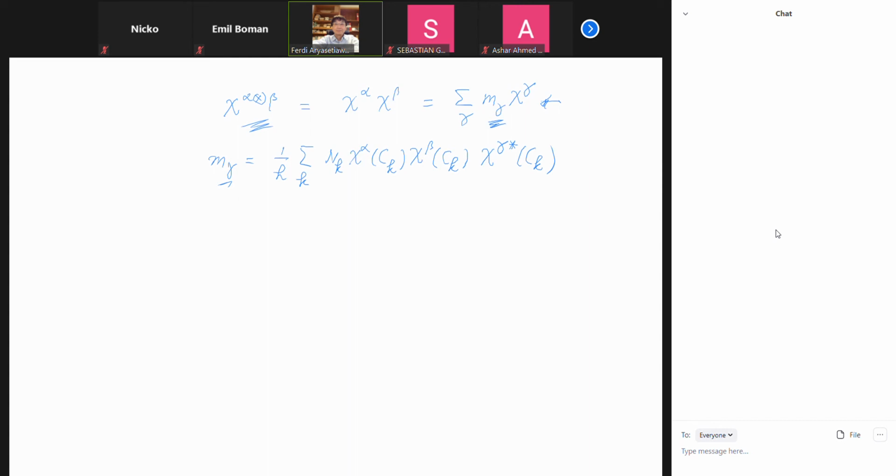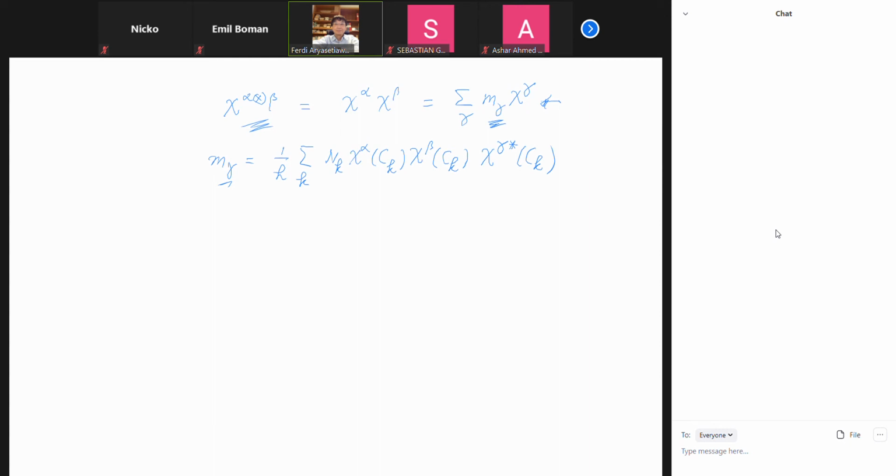Now, this direct product representation is actually something that we also do in quantum mechanics. When we add two angular momenta, so we form total angular momenta, this is exactly what we do.